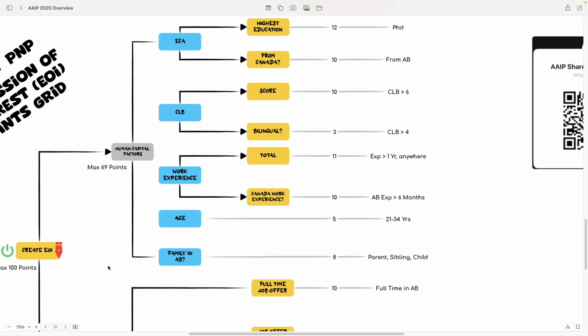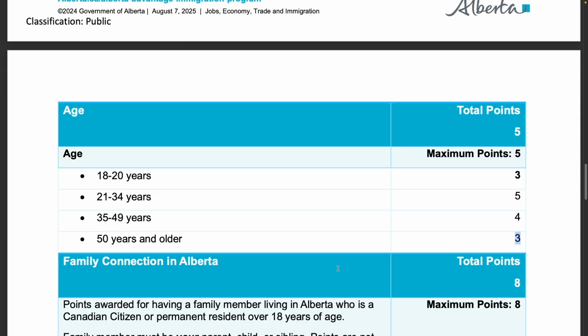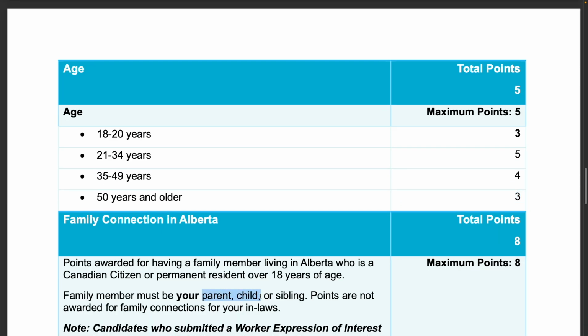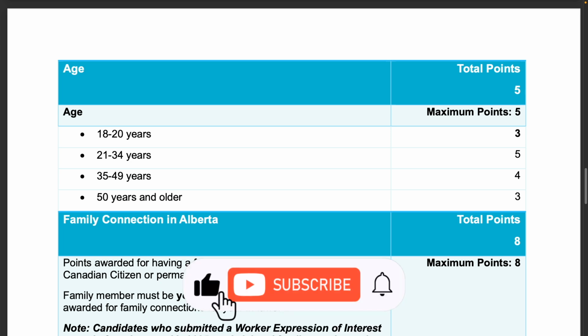And the last factor in your human capital factor is your family. If you have a parent, a sibling, or a child in Alberta, living in Alberta, who is a citizen or a permanent resident and over 18 years of age, you get 8 points. You do not get points for your in-laws. You do not get points for your cousins. It's sibling, child, parent. Parent doesn't mean uncles and aunts, child doesn't mean nieces and nephews, and sibling doesn't mean cousins.